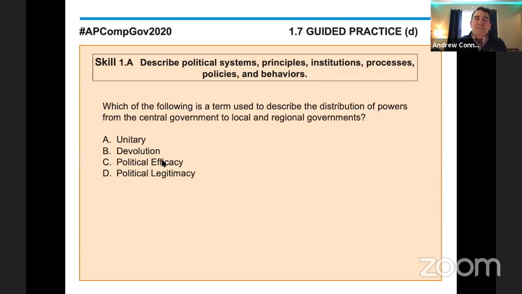One final multiple choice sample here, and that is just name the concept. Which of the following is a concept used to describe the distribution of powers from the central government to local and regional governments? Is it unitary? Is it devolution? Is it political efficacy or political legitimacy? And I really hope by the end of today's lesson, you now know that that definition of distributing powers from the central government to local and regional governments is an example of devolution.